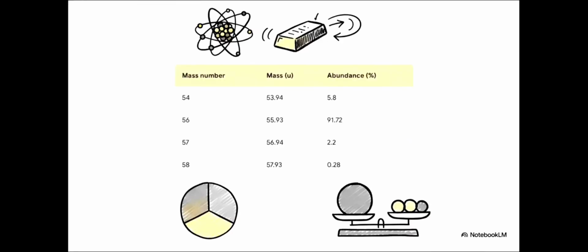Take a super familiar element like iron, atomic number 26. Iron is mostly made up of just one primary isotope, which is mass 56. That one accounts for a massive 91.72% of all iron. But, and this is key, those other variations like mass 54, 57, and even that tiny 0.28% of mass 58, they still exist. And because they exist, they still pull on that final average weight.